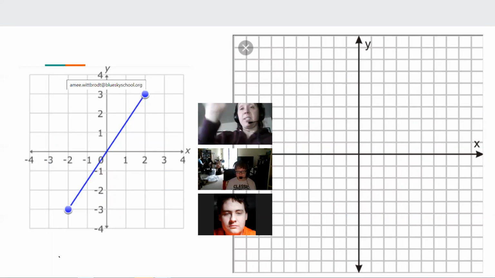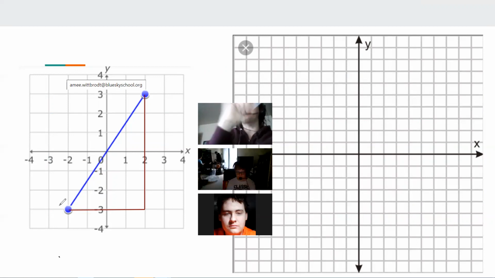So this one is on the grid already. Let's go ahead and draw in the triangle. You could do the triangle either way. You could draw it how our person drew it right there, or you can draw it above. Doesn't matter. This is perfect.